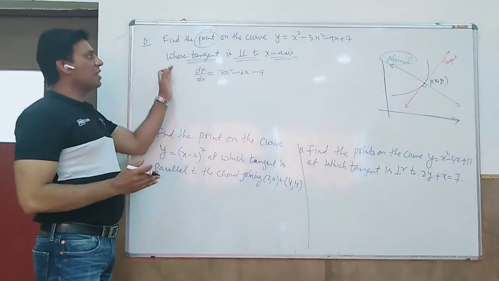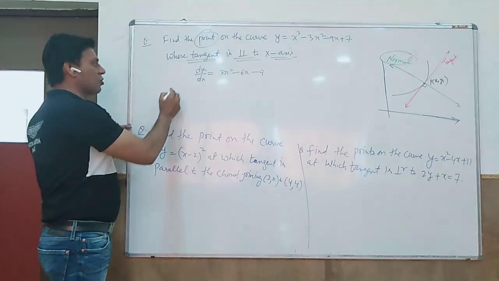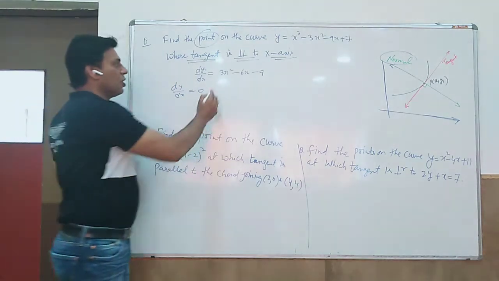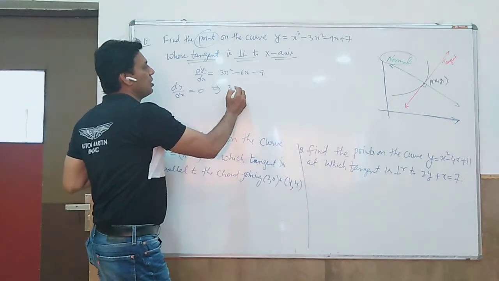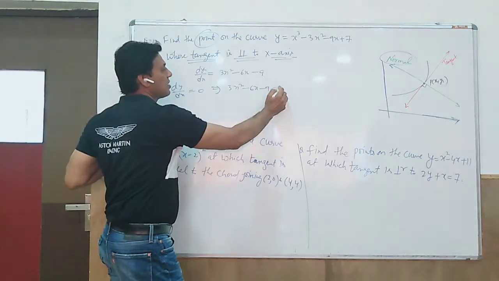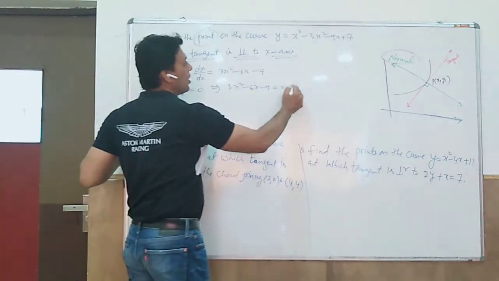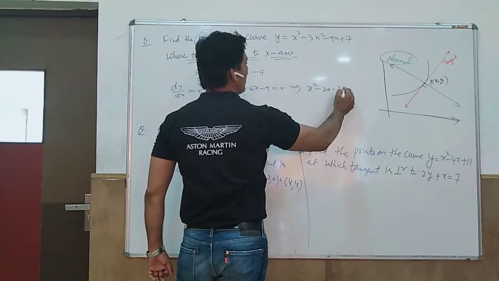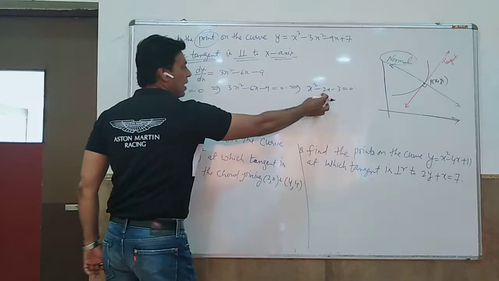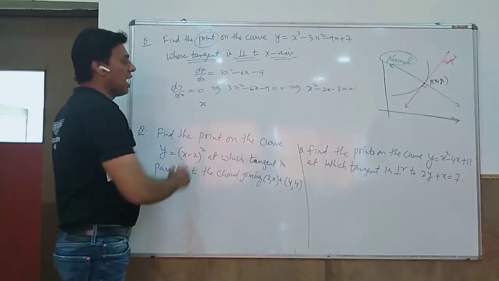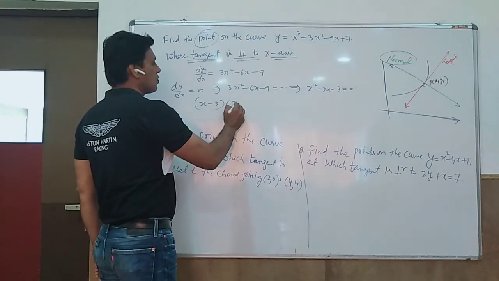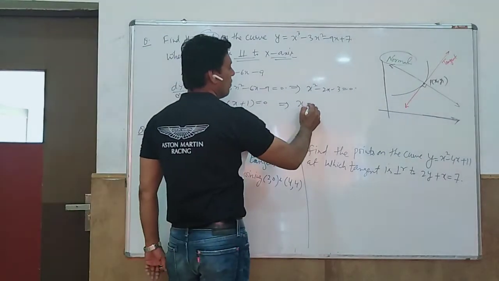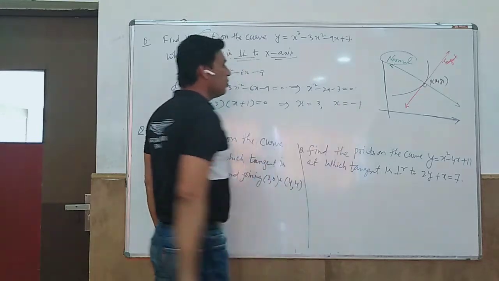Now because it is given that the tangent is parallel to the x-axis, in this situation what we have to do? dy upon dx is equal to 0. This implies we have to put 3x square minus 6x minus 9 is equal to 0. On dividing by 3 we will have x square minus 2x minus 3 equal to 0. By splitting the middle term we will have (x minus 3)(x plus 1) equal to 0. By putting them separately 0 we will have x is equal to 3 and x is equal to minus 1.